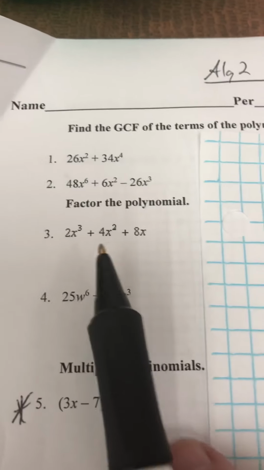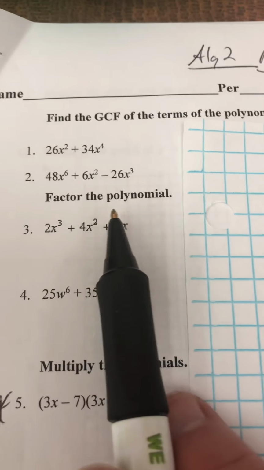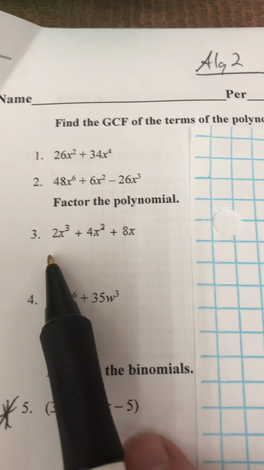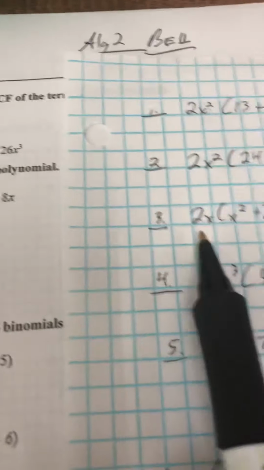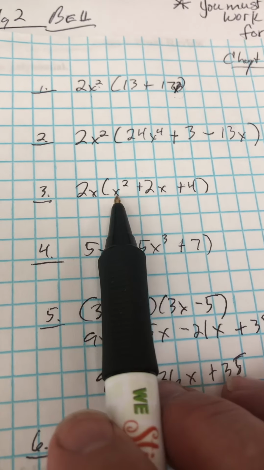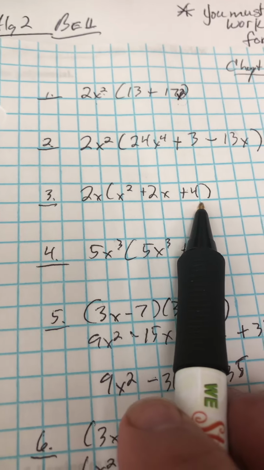Number 3, factor the polynomial. So I'm just taking out the GCF, which is 2x. And what's in the parentheses ends up being x squared plus 2x plus 4.